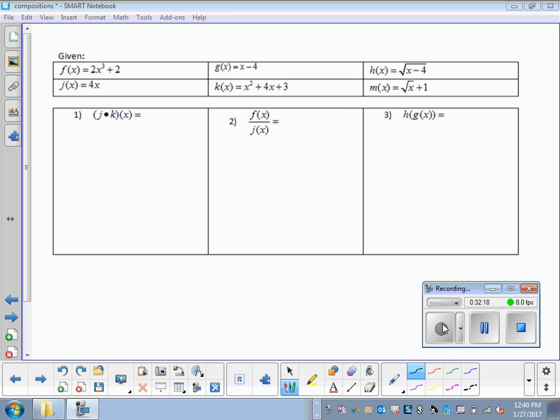J, shaded dot, k of x. Okay, what does this mean? Is this composition? It's multiplication. Multiplication, very good. So this is the same as j of x times k of x.